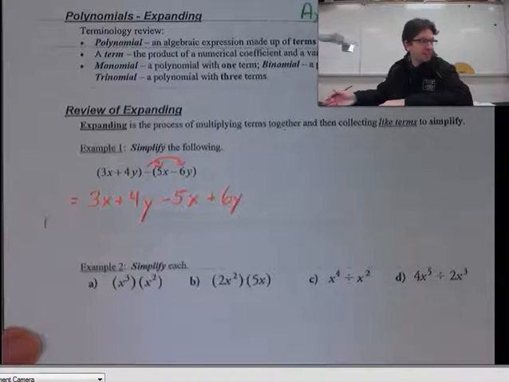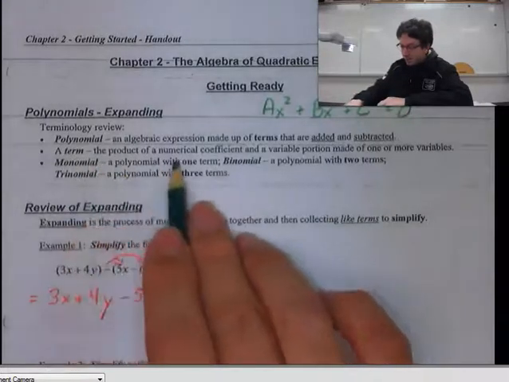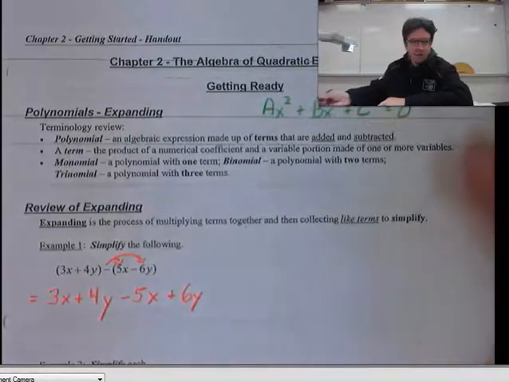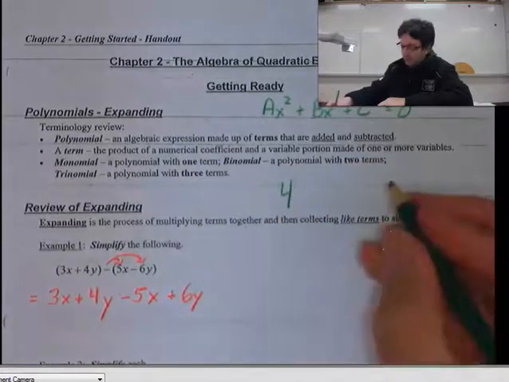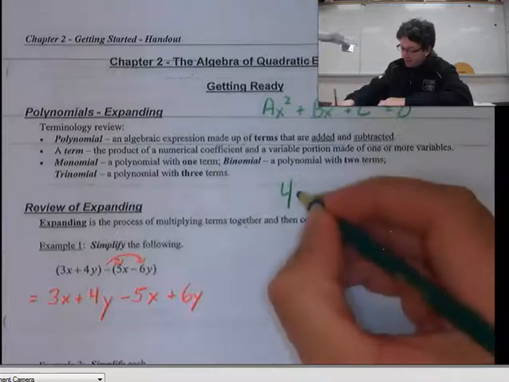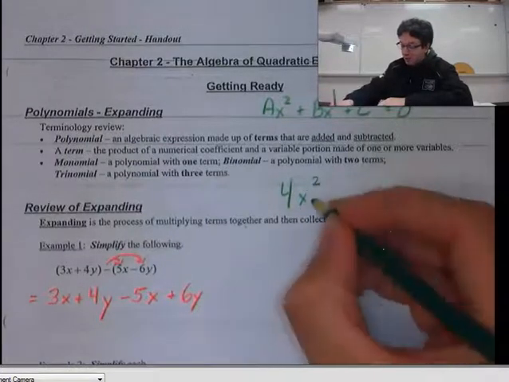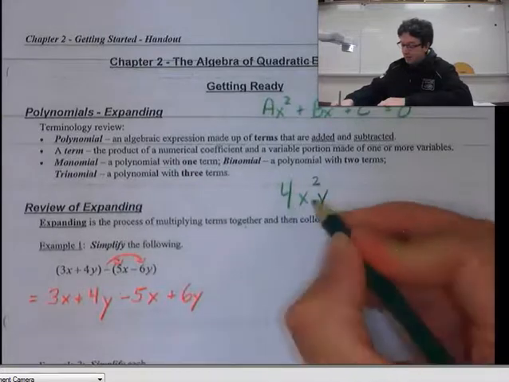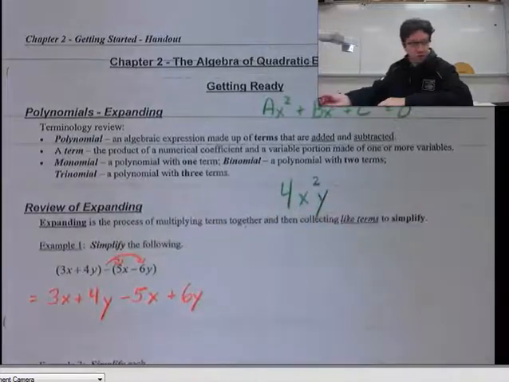Okay, from here we're going to collect like terms. So remember what a term is. I have it up here. A term is the product of a numerical coefficient and a variable portion made of one or more variables. So a numerical coefficient, for example, 4, and then a variable portion, for example, x. It could also have an exponent on it, and it could also be one or more variables like this. So this is your coefficient, these are your variables, that's your exponent, and the whole thing is your term.